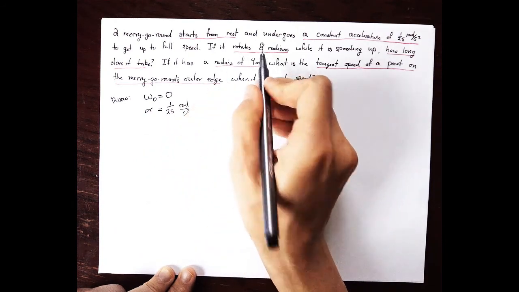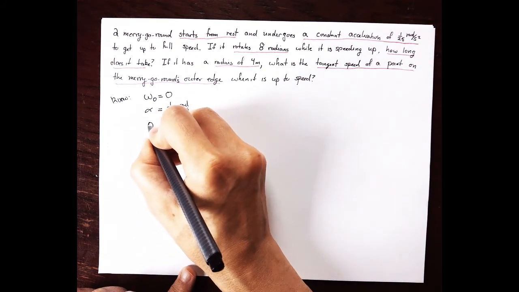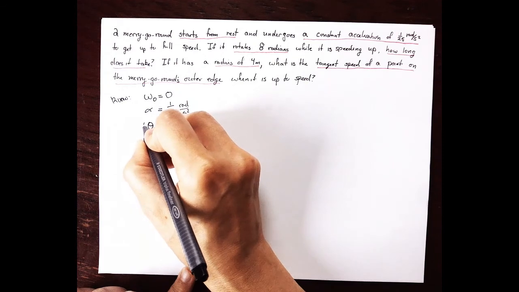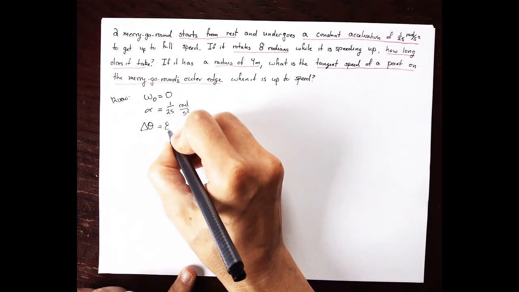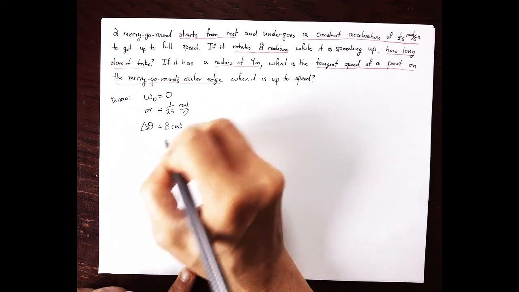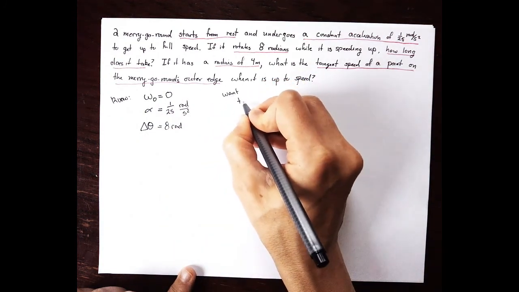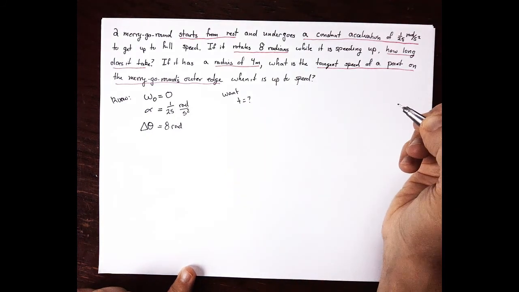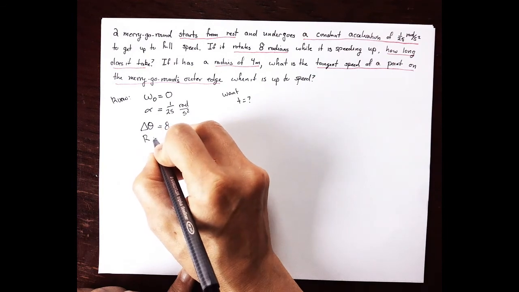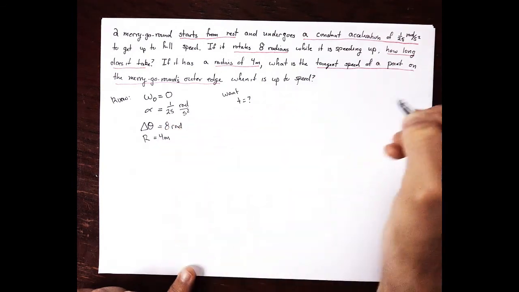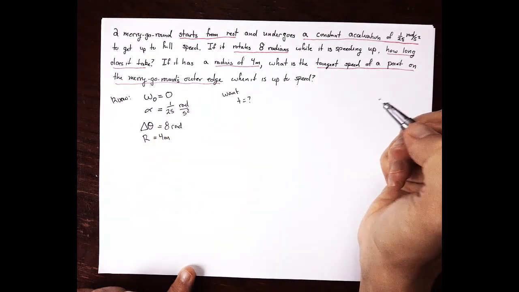And it rotates 8 radians, so that's theta, but it looks like it's a change in theta because that's how far it's rotated. So 8 radians there. And we want t. How long does it take? And then later on, we were also told it has a radius of 4 meters. And what's the tangent speed of a point on the merry-go-round's outer edge?